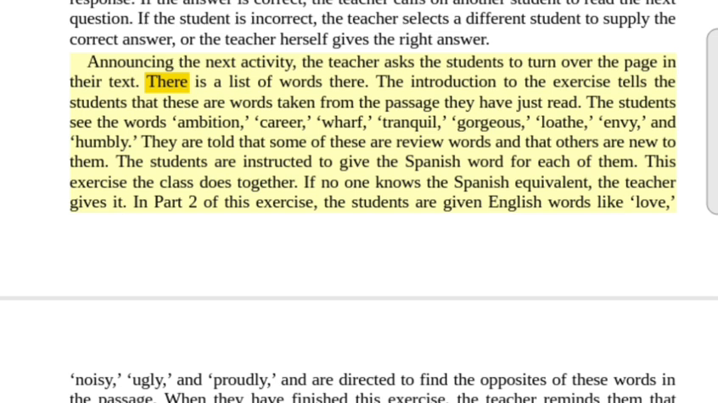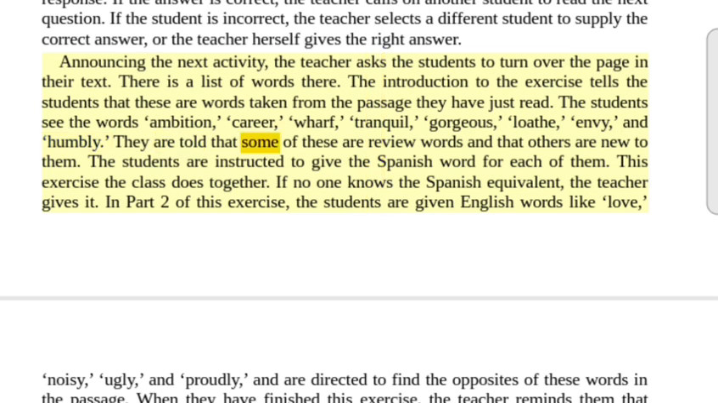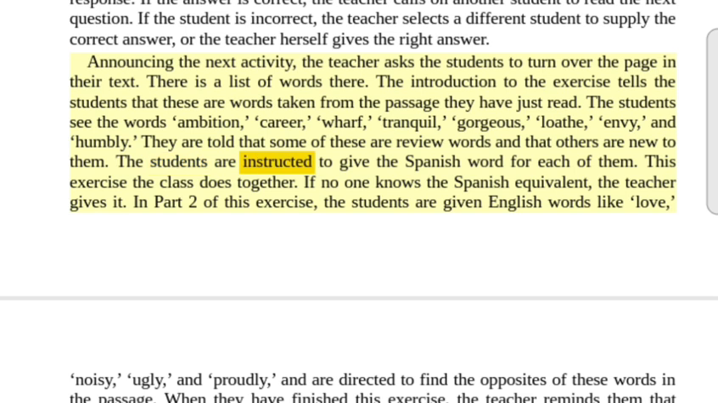Announcing the next activity, the teacher asks the students to turn over the page in their text. There is a list of words there. The introduction to the exercise tells the students that these are words taken from the passage they have just read. The students see the words, ambition, career, wharf, tranquil, gorgeous, loathe, envy, and humbly. They are told that some of these are review words and that others are new to them. The students are instructed to give the Spanish word for each of them.